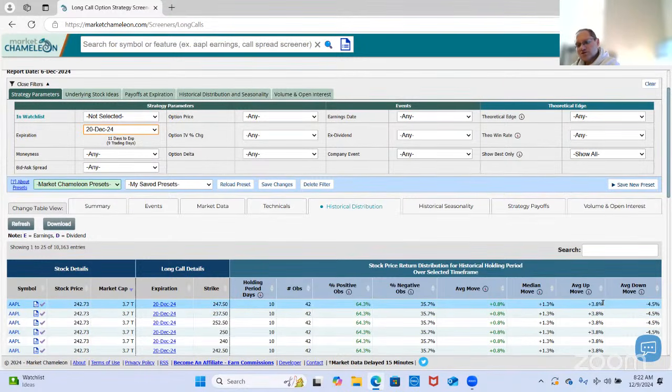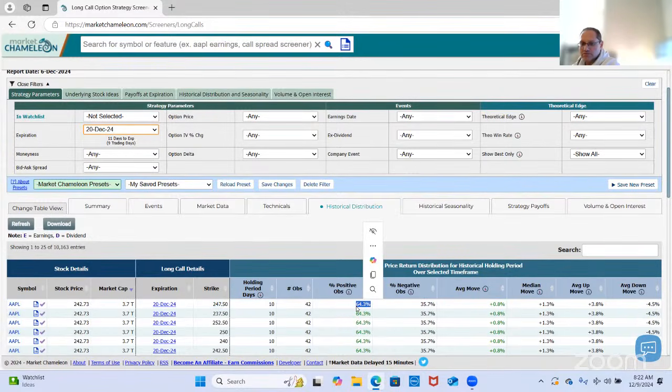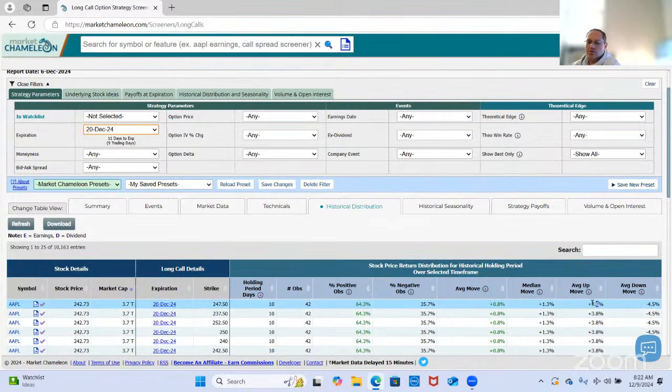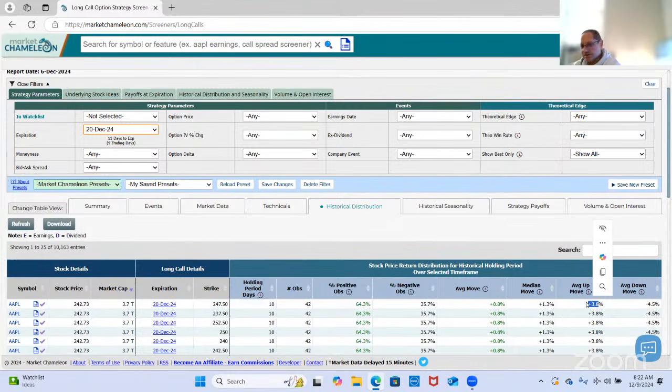So on average, historically, out of these 42 observations, we know that in those observations, 64.3% of them were higher. So if we took those observations and said, okay, what is the average move? Some could have been slightly above zero. Some could have been 10%. So what do those look like? So on average, those are up 3.8%. Keep in mind, this removes all the historical negative moves.